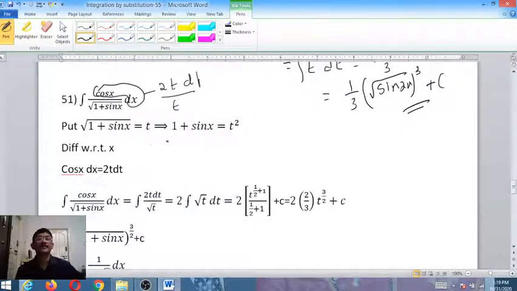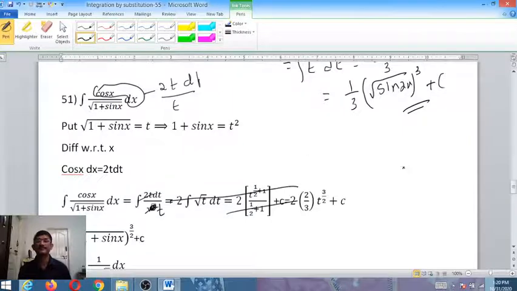Squaring both the sides. Okay, root of 1 plus sin x equals t. So 1 plus sin x equals t square. Cos x dx will be 2t dt. The numerator cos x dx will be 2t dt divided by root of 1 plus sin x. Again there is a mistake here, it should be t dt. So this is t dt. So let us strike off this. I will solve this.